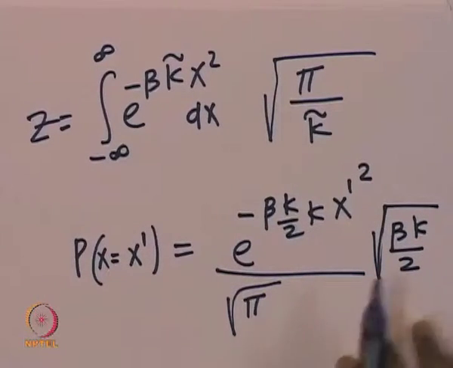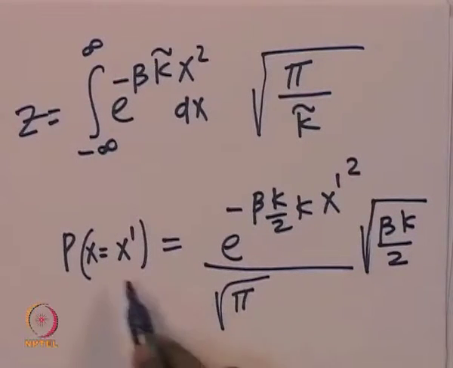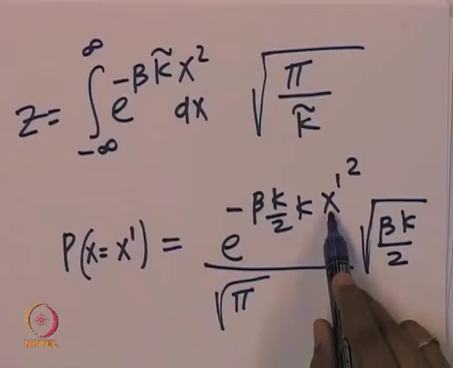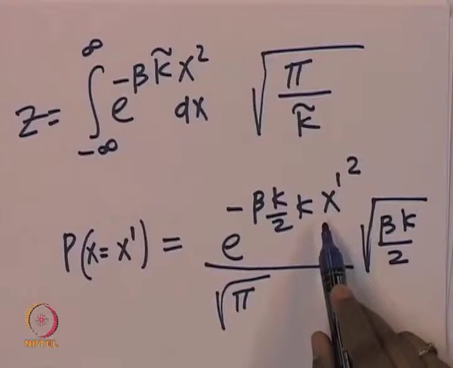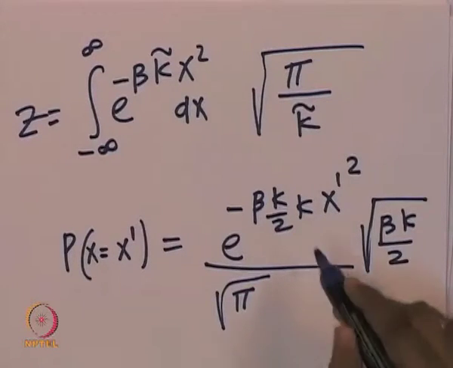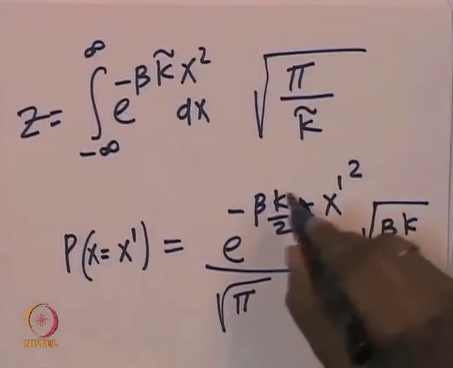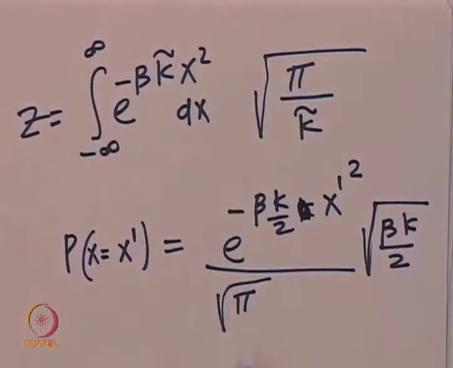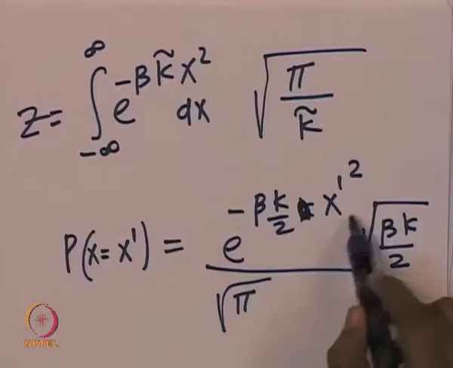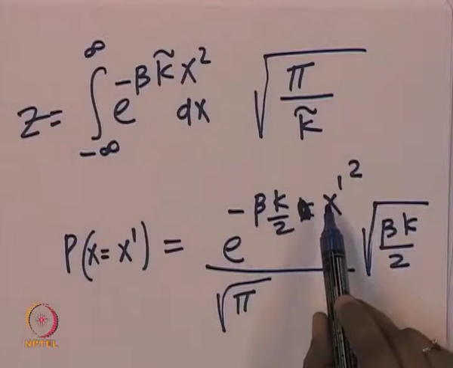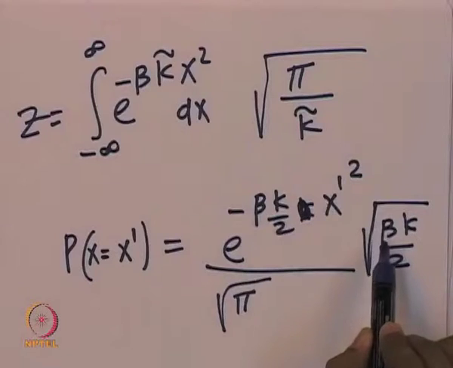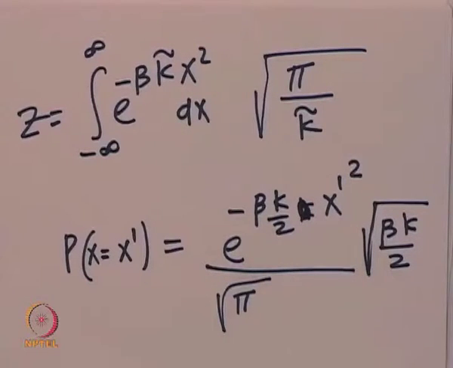What is the probability of finding the spring at a distance? If you substitute x prime equal to 3 nanometer and the appropriate spring constant, the exponent is beta k by 2 x prime square, there is no extra k here. So, this is the energy, and if you substitute x prime, k and beta appropriately, you will get the probability.